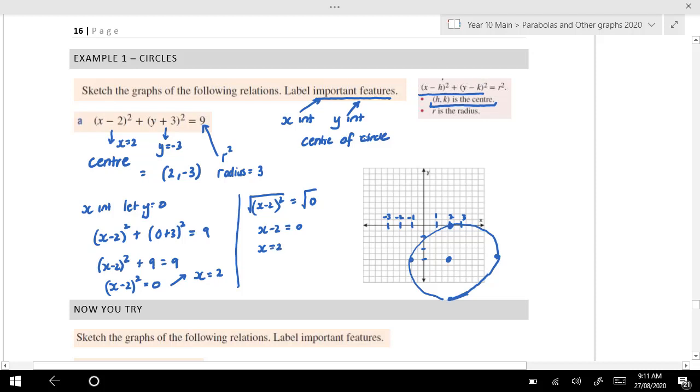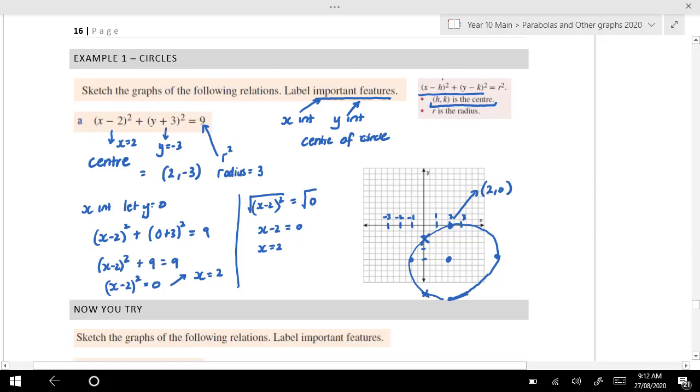Okay, now as you can see, there's my X-intercept. It actually just touches the X-axis. So here's my intercept at (2, 0), and there's only one place it touches. Sometimes there's 2.